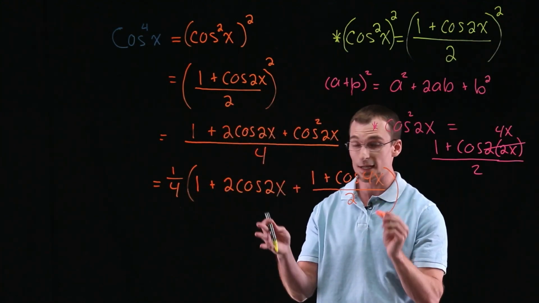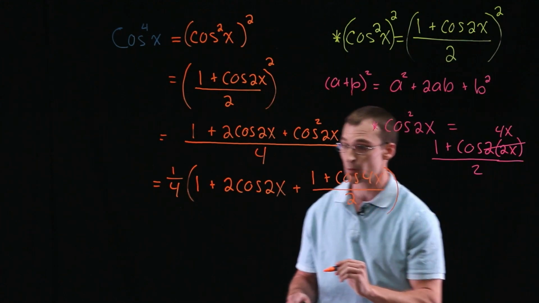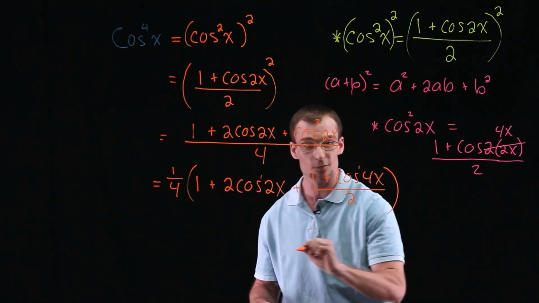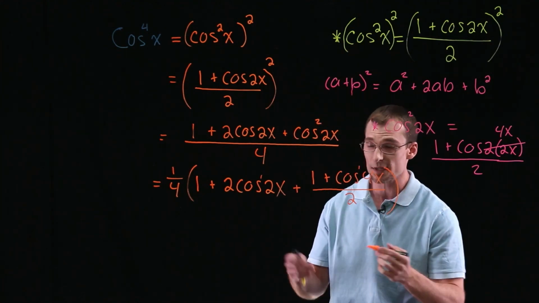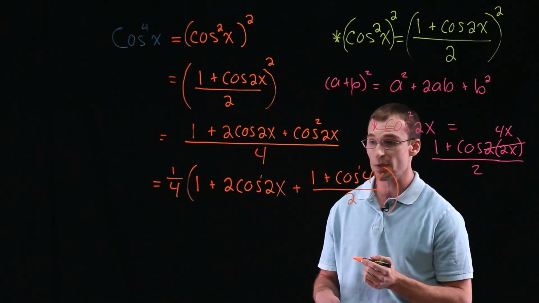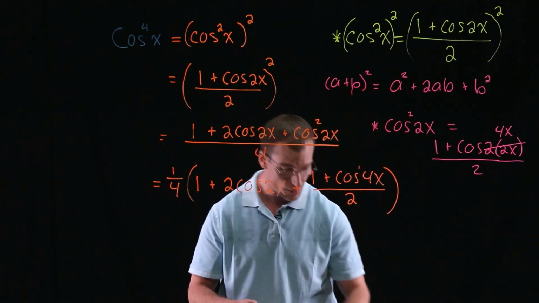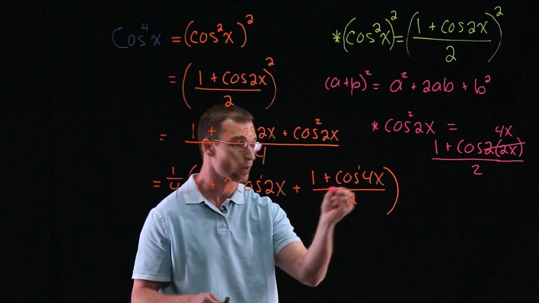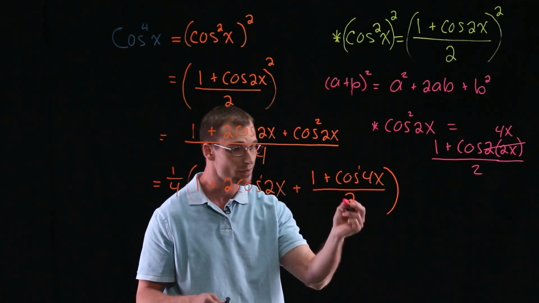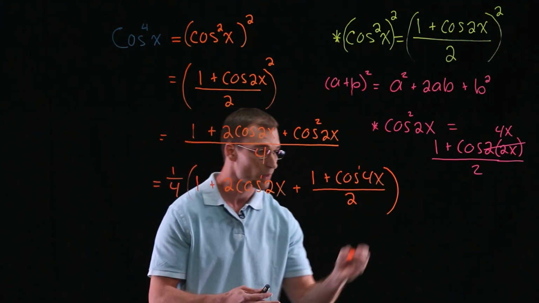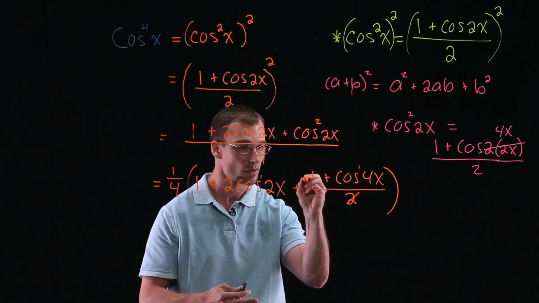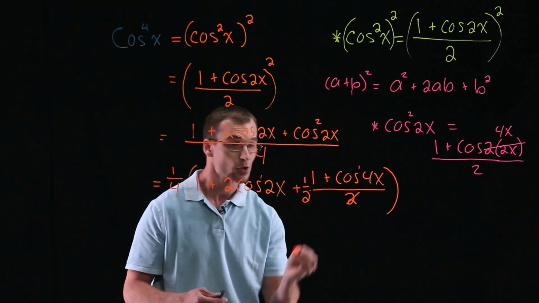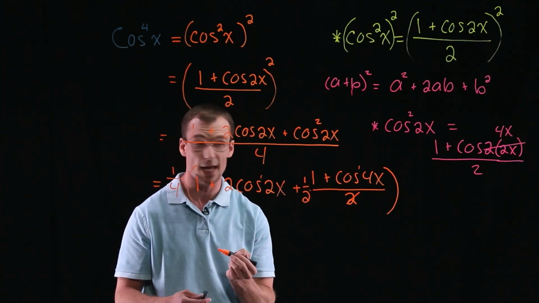Okay, so as it sits, we're done. We've got everything in terms of first powers of cosine and multiple angles, cosine of 2x and cosine of 4x. But we're going to clean it up just a little bit. So how can we do that? Well, if we take a look, we have this term on the inside of our parenthesis, 1 plus cosine 4x divided by 2. So first think of this 2 as this quantity being multiplied by a half. So that's what we're going to do. We're going to factor out this 1/2.